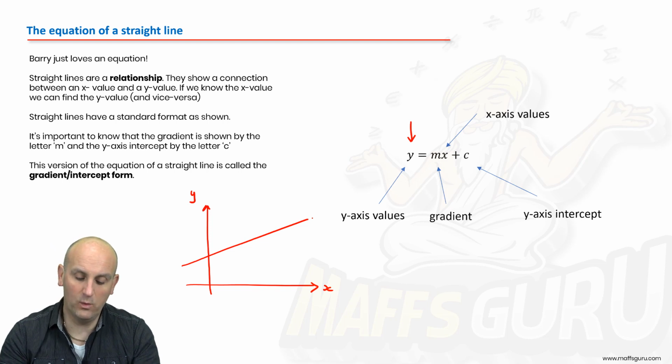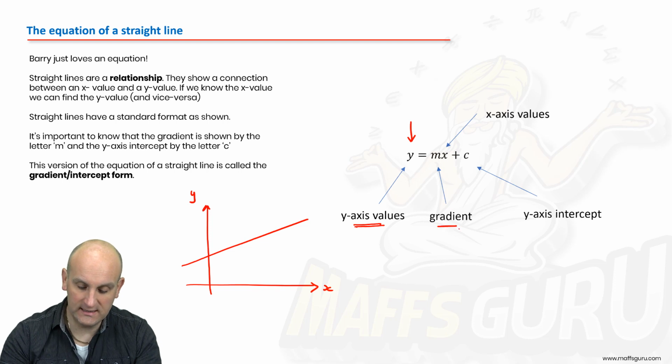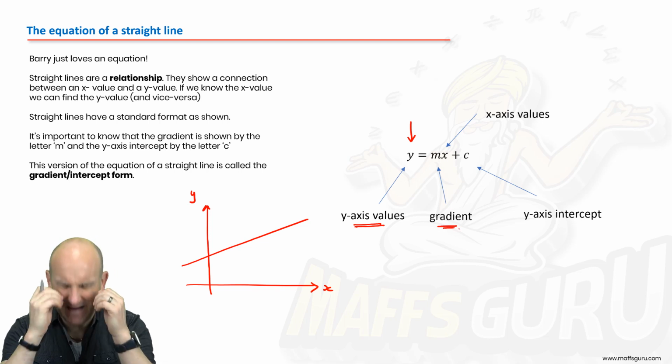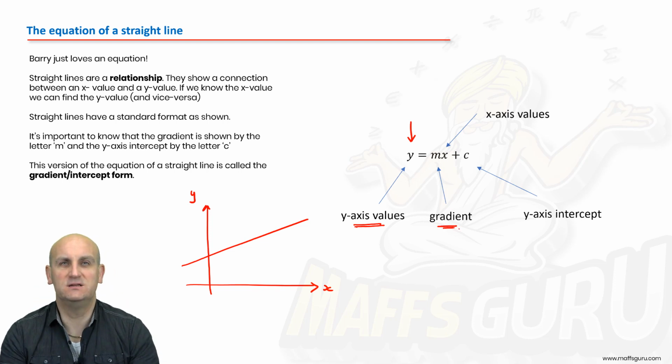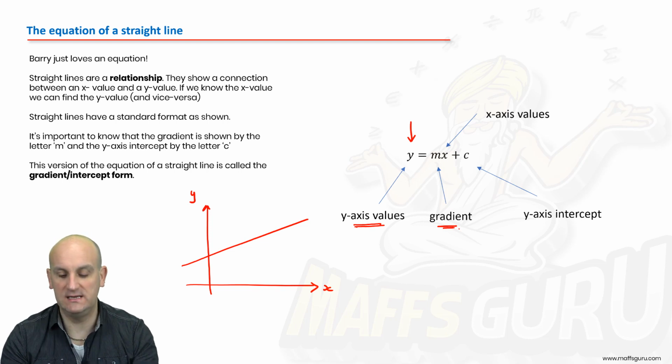So it says to find the y-axis values, that's the equals, take the gradient. Now for some strange reason, m. I know why Barry decided to use m for the gradient. It makes no sense to me. I mean, we could use g, but unfortunately the physicists have chosen g for gravity. So you need to remember that the value of the gradient in that equation is the letter m.